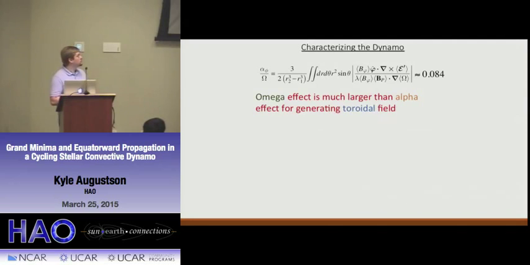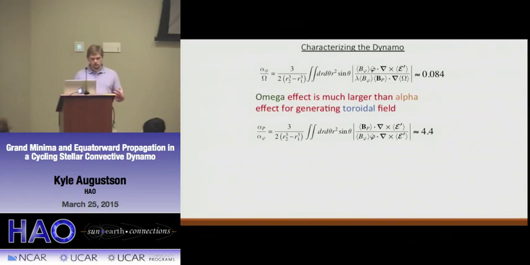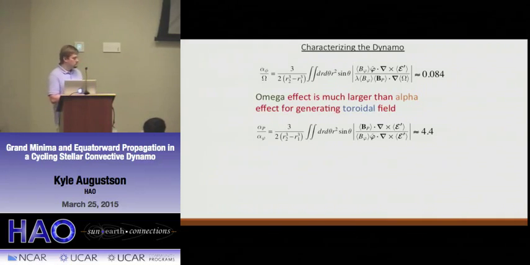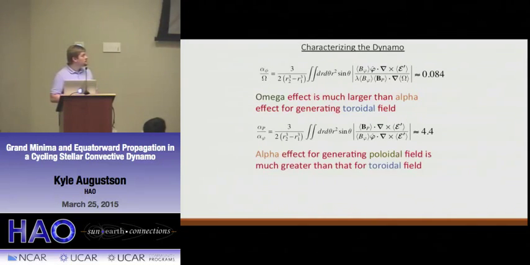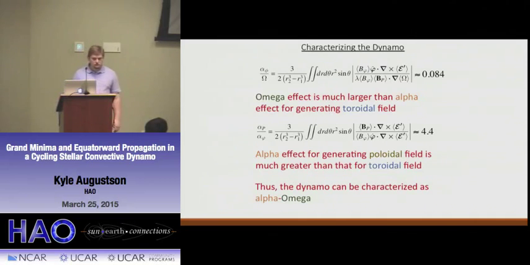What you need to do is actually look at the ratio of the poloidal alpha effect to the toroidal alpha effect. For instance, if this was an alpha squared dynamo, you'd expect these two terms to be roughly equal in magnitude, but they're not. They're different by about a factor of 4.5. Which means that this is really an alpha-omega dynamo, in large contrast to most other convective stellar dynamos, which are more like the alpha squared mechanism. So these two are almost equal players.